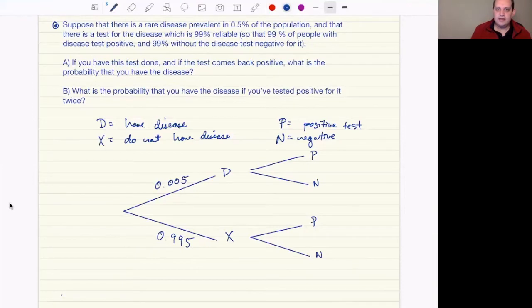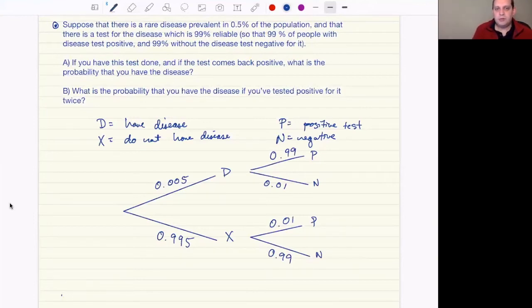And then it's a 99% reliable test. So if you have the disease, the probability that you test positive for it would be 99%. And only 1% would you test negative. And then likewise, if you do not have the disease, the probability that you test positive is 0.01 or 1%, with 99% testing negative. So here's our probability tree diagram.